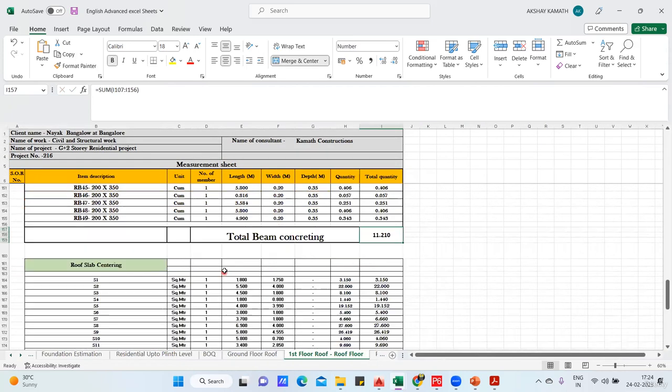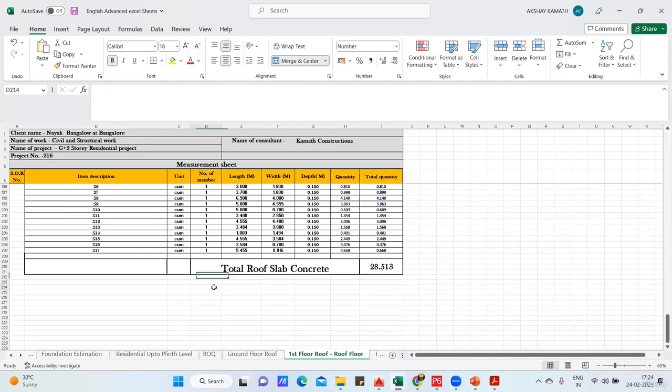In the first floor, let us consider I did some PCC here. I'm taking this just to make you understand. I did some PCC here and I found that I got around 20 cubic meter of the PCC. Okay, this is above the plinth.